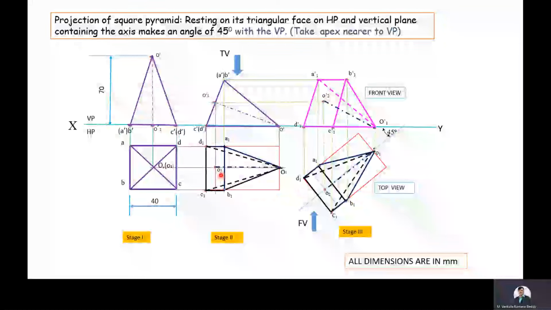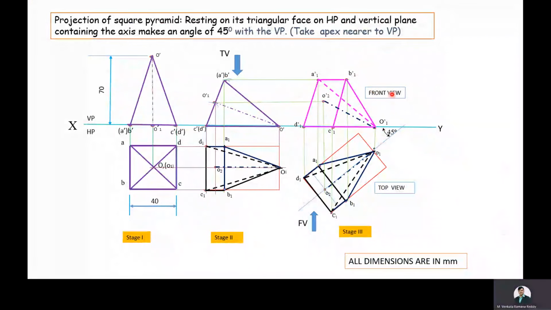In this stage, we reproduced the second stage top view into the third stage with the given condition. What is the given condition? The vertical plane containing the axis say O1, O2 is tilted with an angle of 45 degrees to the vertical plane. After reproducing the second stage top view into the third stage top view with the given condition, then projectors are drawn through the third stage top view point towards the vertical plane and corresponding locus lines are drawn from the second stage front view. With that we projected final stage front view.